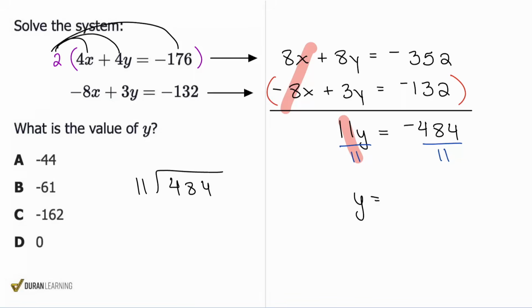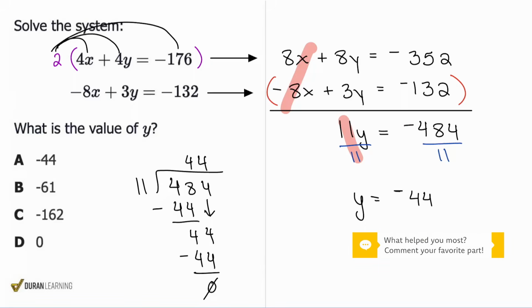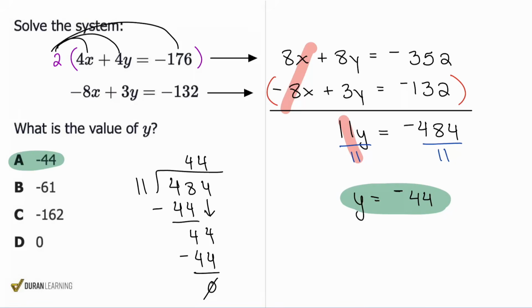11 goes into 48. That's going to be 4 times because that's 44. I have 4 left over. Drop the other 4. And then again, 11 goes into 44 4 times. No remainder. Booyah. And so we have y equals not positive 44, but negative 44 because we had a negative divided by a positive. So that'll end up being negative, and then that 44 that we got is the quotient. So there we are, my party people. The correct answer here is answer choice A, negative 44.